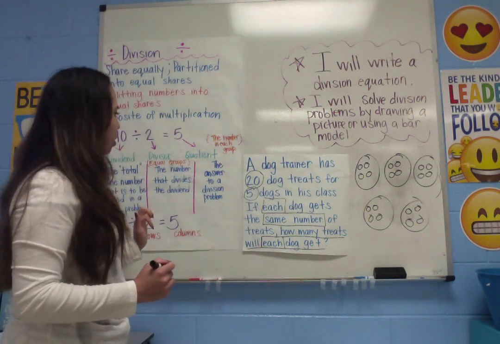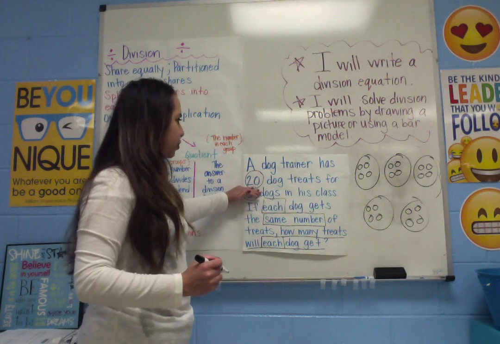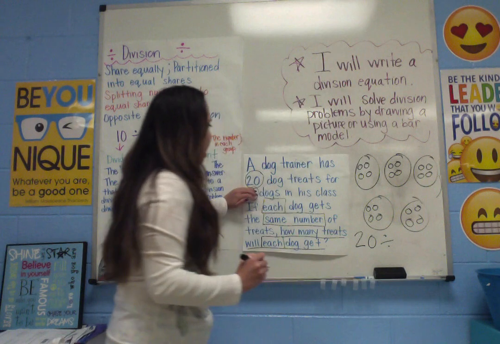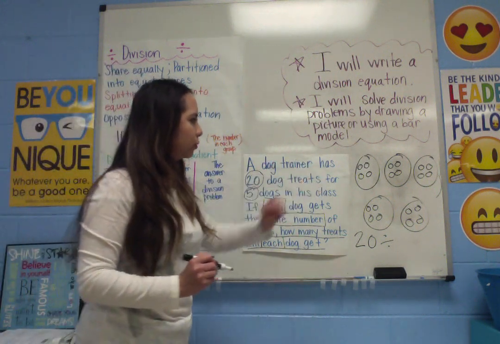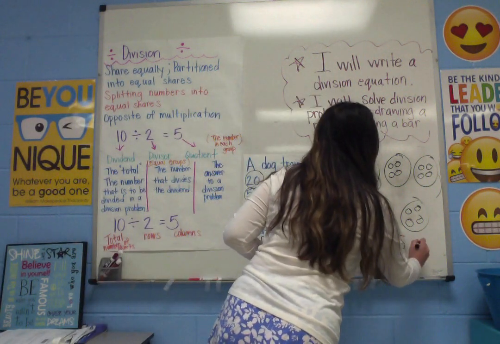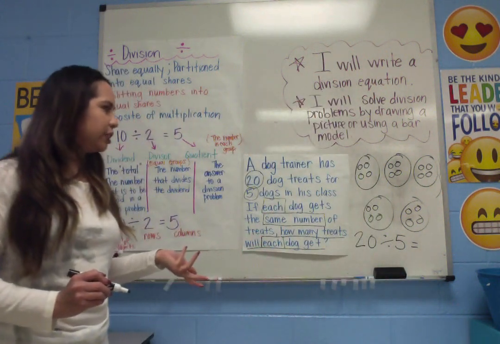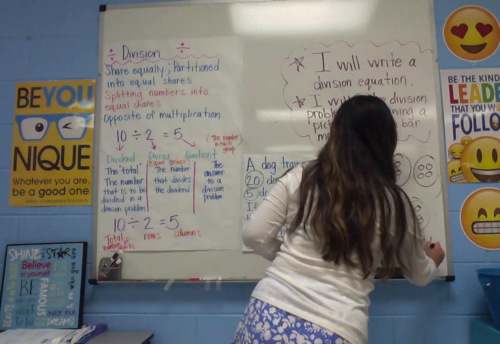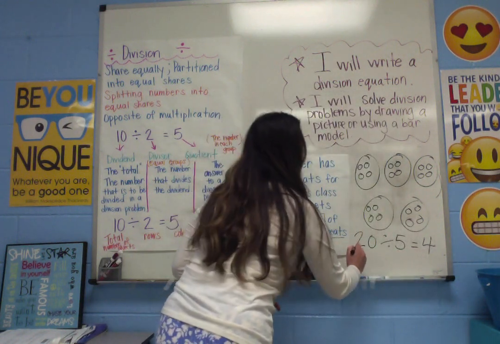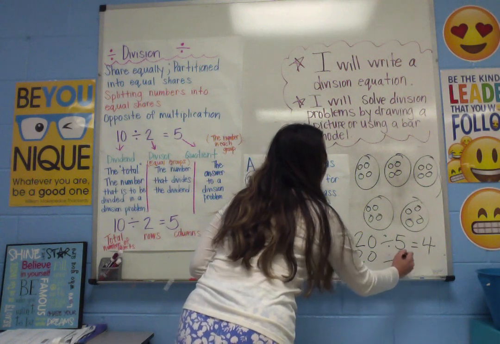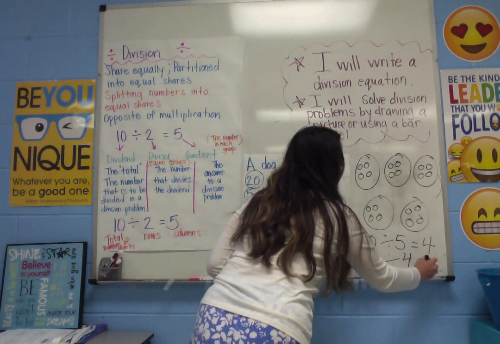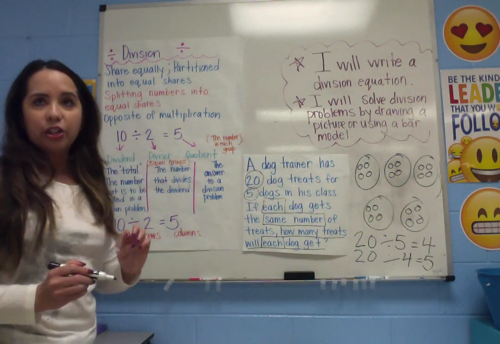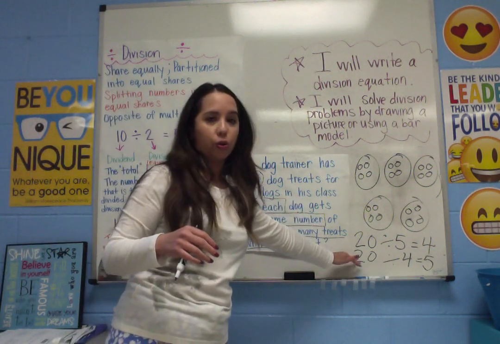So let's write a division equation that represents this word problem. Again, we're going to start with our dividend, our total number of dog treats. That's 20 divided by how many equal groups? 1, 2, 3, 4, 5. And then the quotient, the answer is how many are in each group? 4. We can also say 20 divided by 4 equals 5. Okay? Remember, you can flip the divisor and the quotient, and you still get the same total.